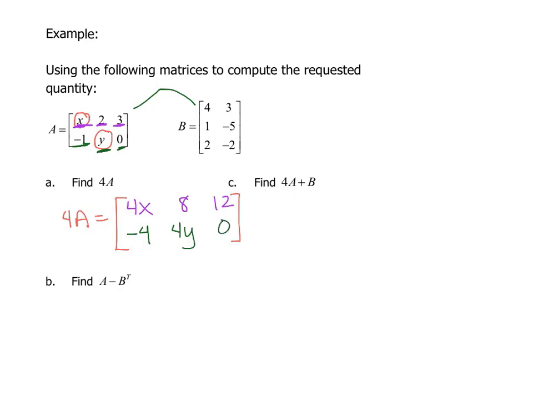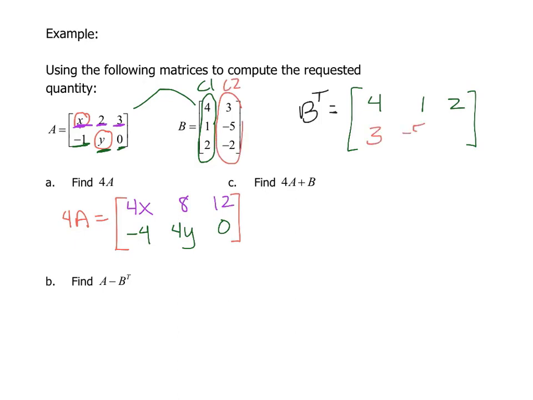Part B, it says find A minus B transpose. Okay, first thing, we don't know what B transpose is, so let's figure that out. So remember, B transpose, I'm going to take my rows and my columns and I'm going to switch them. Let's see, let's take column 1 and we're going to make that be our row 1. So that's going to be 4, 1, 2. And column 2, that's going to be our row 2. So I'm going to have 3, -5, -2.